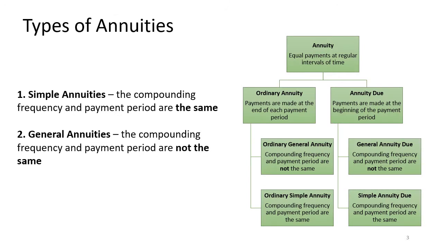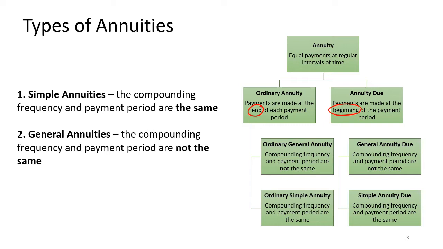So there are several different types of annuities, but they're broken down by a couple of different factors. The first factor is when the actual payment occurs. In an ordinary annuity, the payment occurs at the end of the payment period. And in an annuity due, the payment occurs at the beginning of the period. So that is your first defining factor to figure out what type of annuity it is.